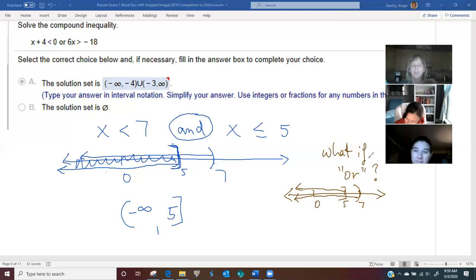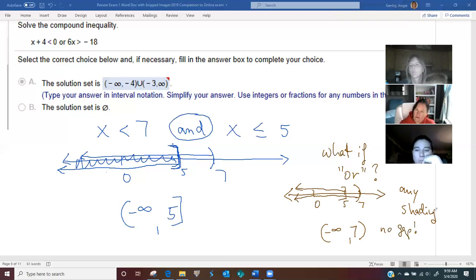Okay, so what if it's an or? Then you say any shading. And see, where do you see any shading? I see shading here, double, but I also see shading here. So where does it start? At a 7. Where does it go? All the way to negative infinity. Do you need a union? Absolutely not. There's no gap, right?